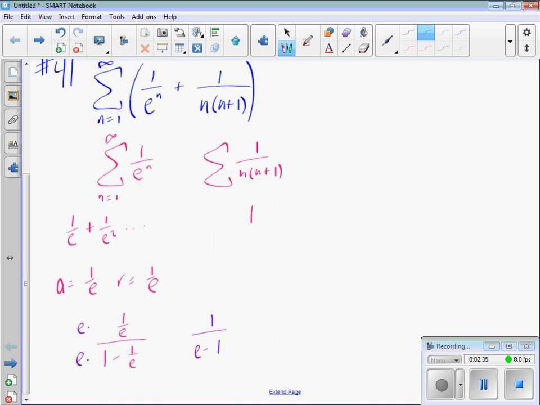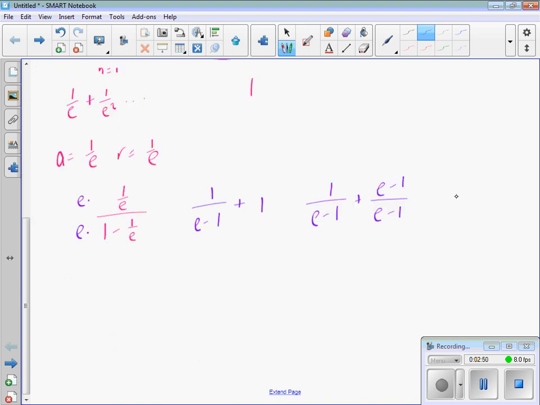And now we have to add 1 on to that, right? So get a common denominator. The common denominator would be e minus 1, right? So we have 1 over e minus 1 plus e minus 1 over e minus 1. You guys okay with that? So the denominator is e minus 1. And the numerator would turn into what?